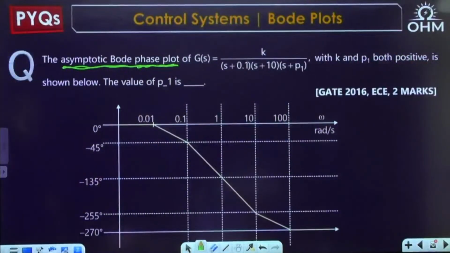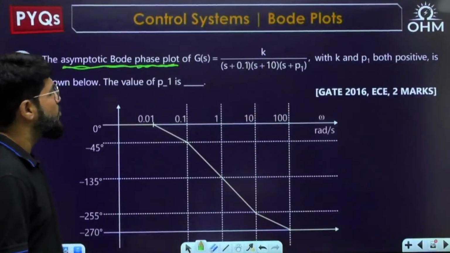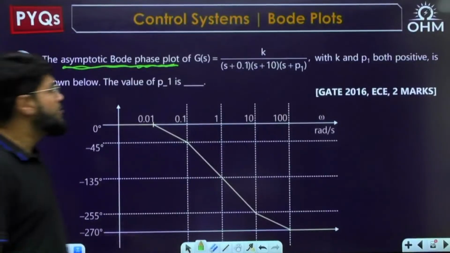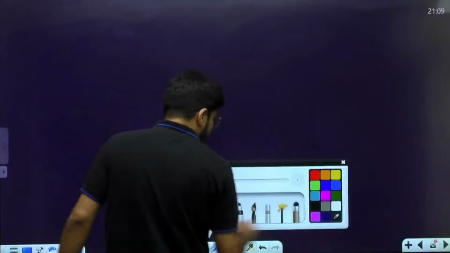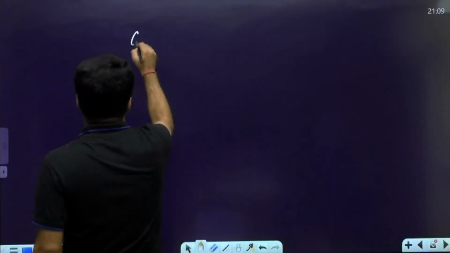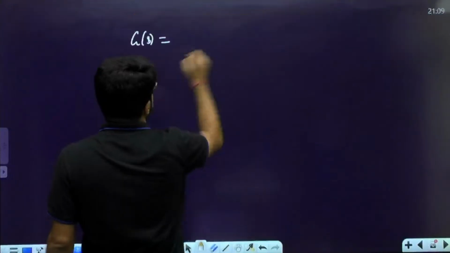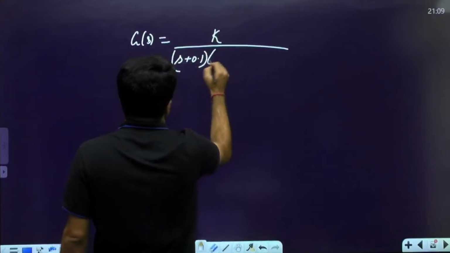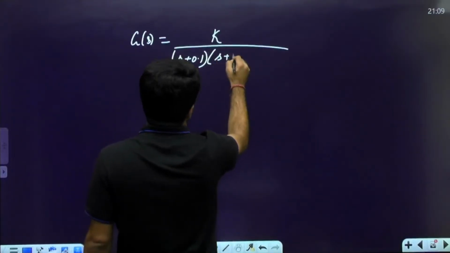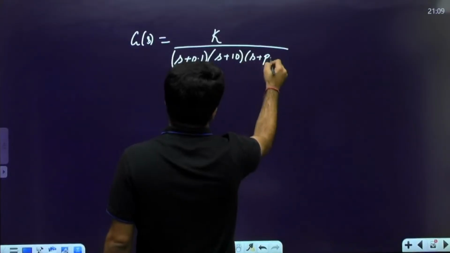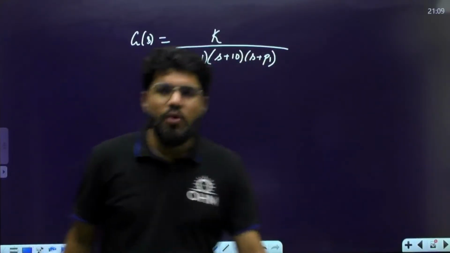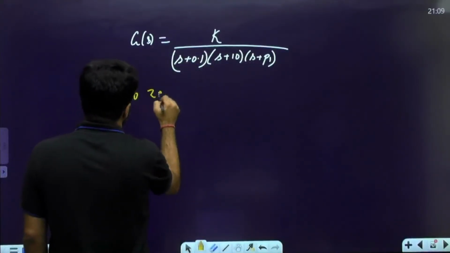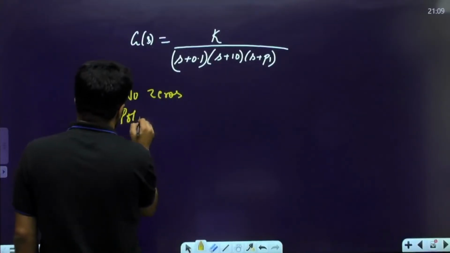The asymptotic Bode phase plot of G(s) equal to K upon (s plus 0.1)(s plus 10)(s plus P1), with K and P1 both positive, is shown below. What is the value of P1? Let me write down this G(s) once again. What is the G(s) given to me? It is K upon these terms, which means there are no zero terms, only pole terms: s plus 0.1, s plus 10, and s plus P1. We want to find the value of P1. So there are only poles, there are no zeros.